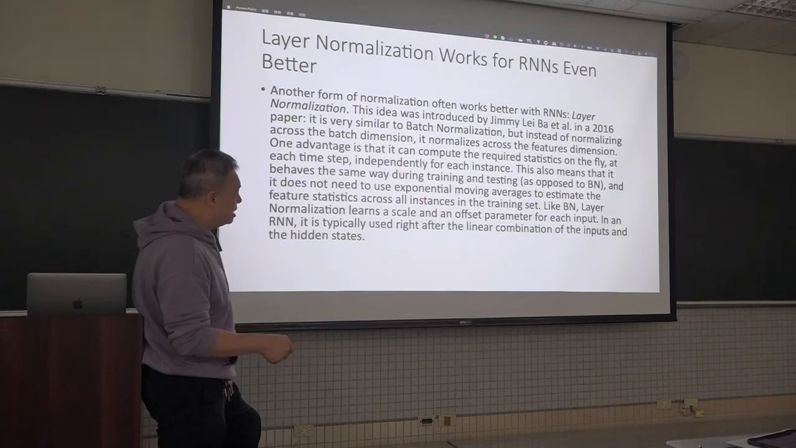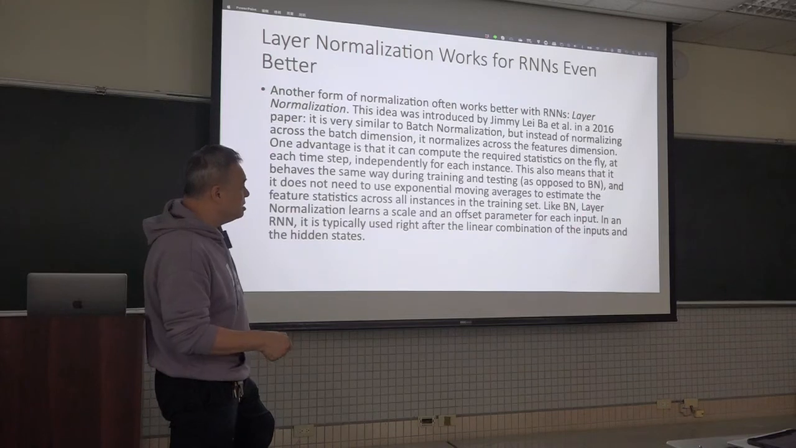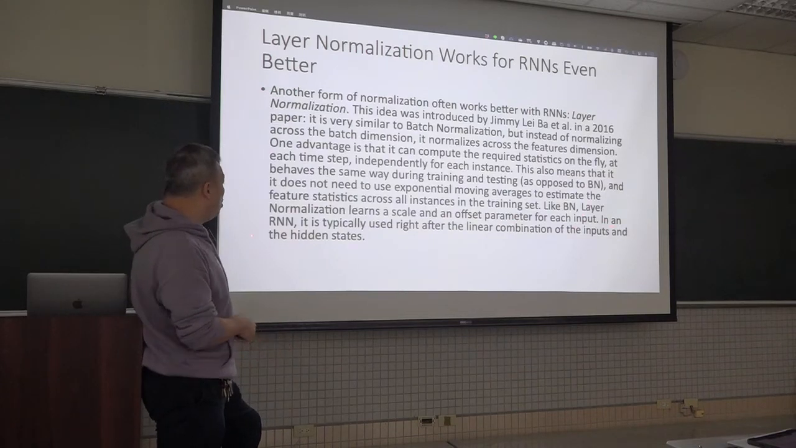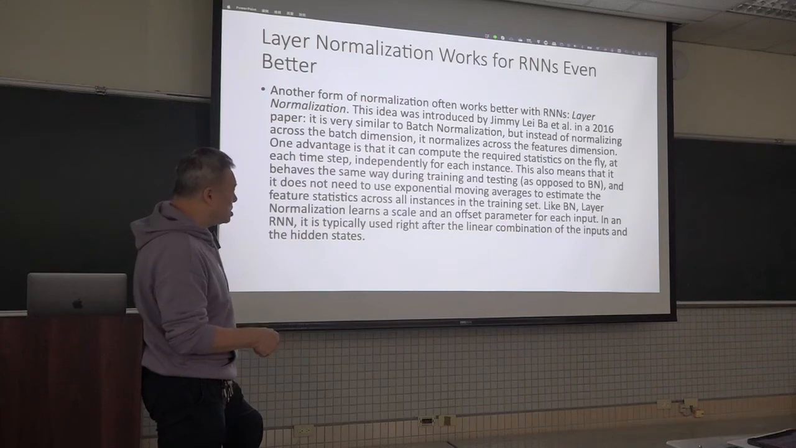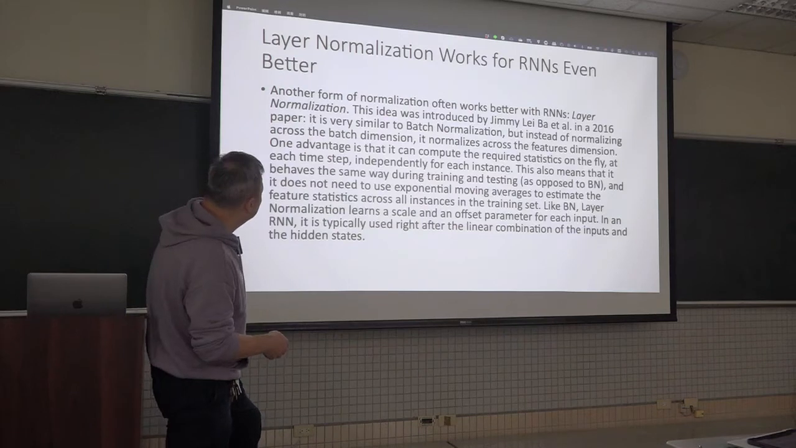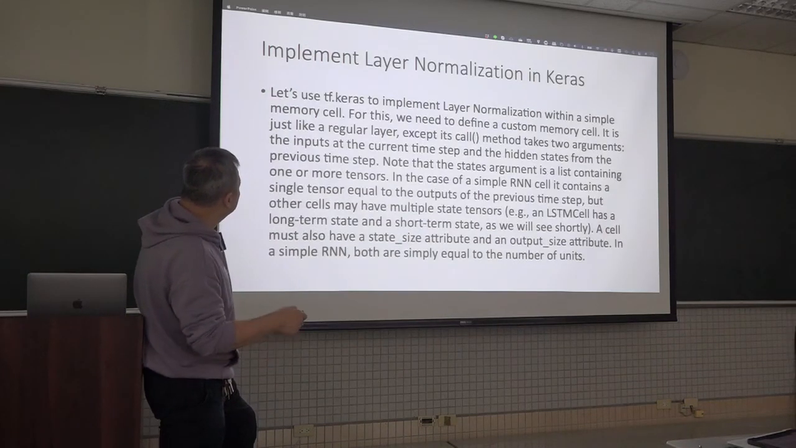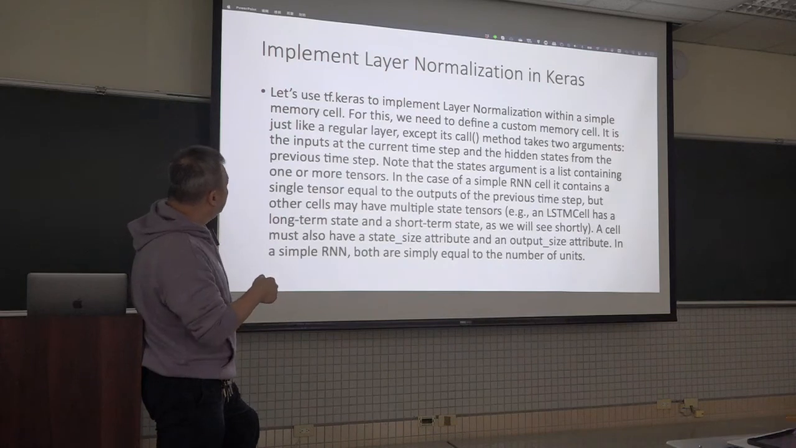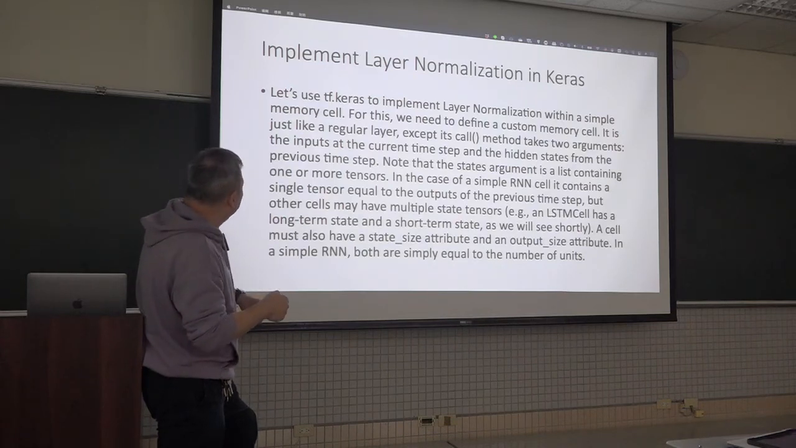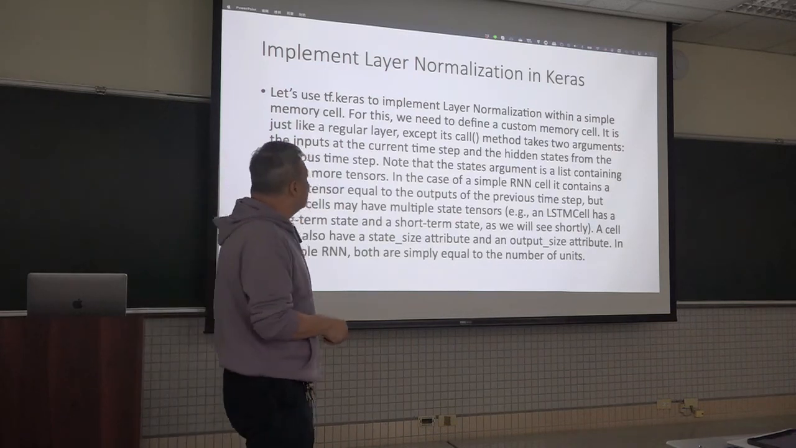Like batch normalization, layer normalization learns a scale and offset parameter for each input. In RNN, it is typically used right after the linear combination of the input and the hidden state. We'll see an example. We're running out of time, so let's stop here.